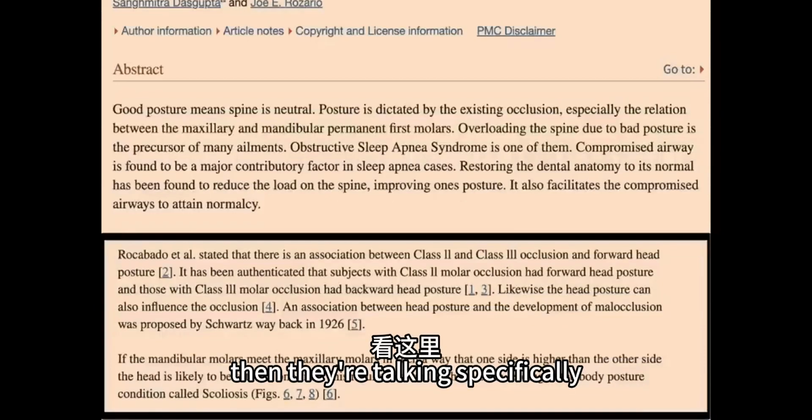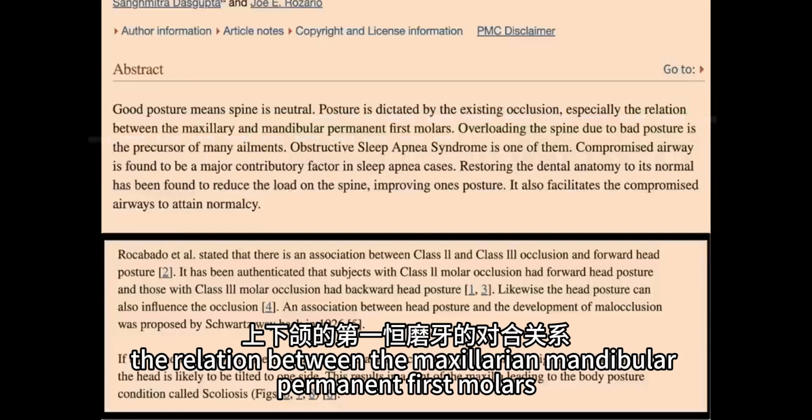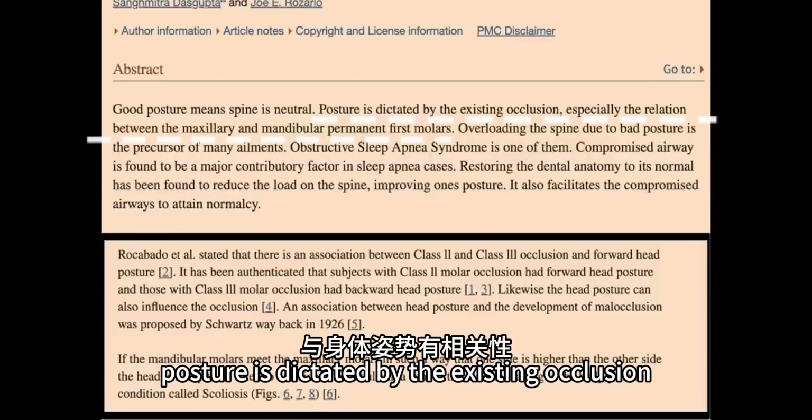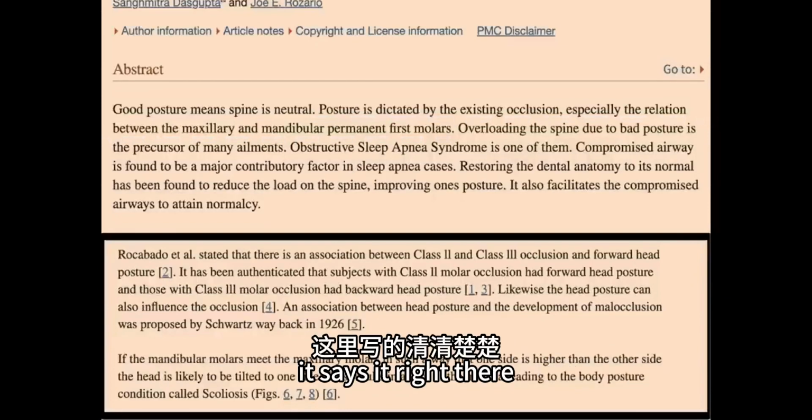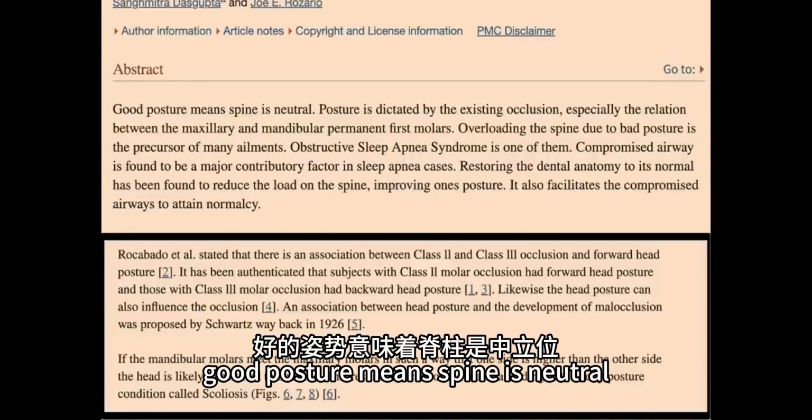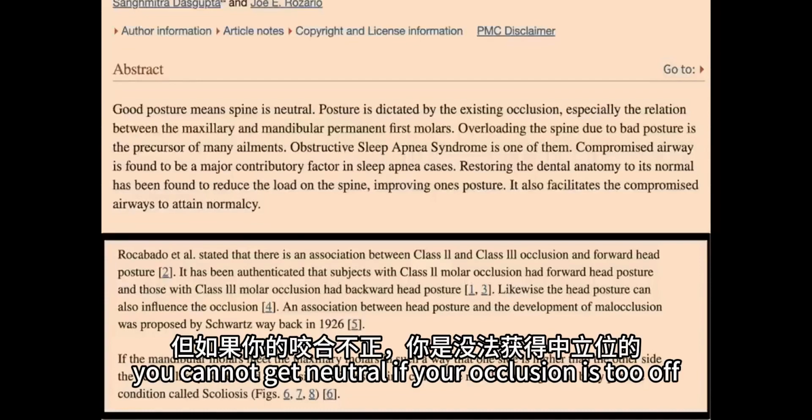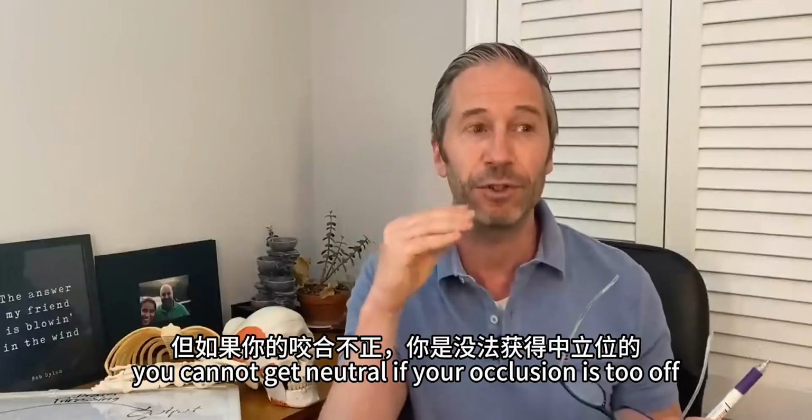And they're talking specifically about the relation between the maxillary and mandibular permanent first molars. Posture is dictated by the existing occlusion. It says it right there. Good posture means the spine is neutral. You cannot get neutral if your occlusion is too off.